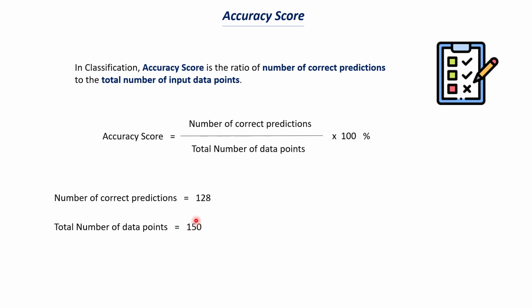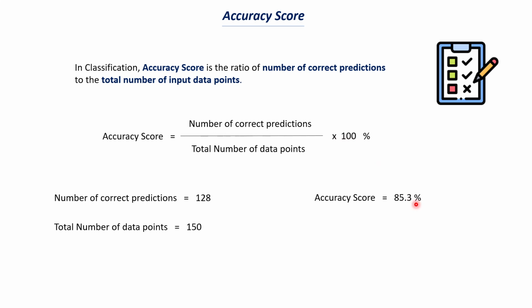So we are checking this for 150 data points, or you can consider this as 150 different people. Out of these 150 people, let's say that the model has predicted correctly for 128 people, or 128 data points. So you just have to plug in these values. The number of correct predictions is 128, and the total number of data points for which we are predicting is 150. So we just have to divide it, and when you divide 128 by 150, you get 0.853, and when you multiply it by 100, you get 85.3 percent. So the accuracy score of your model is 85 percent.